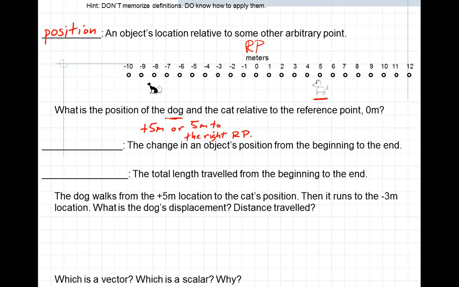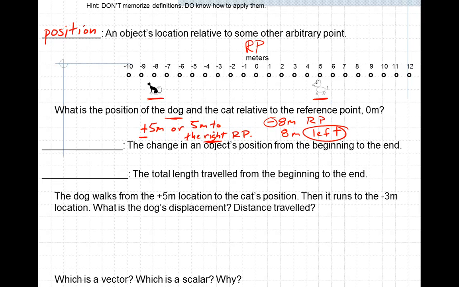Now what about the cat? We could either say that the cat is -8 meters relative to the reference point, or we could say that it is 8 meters to the left of the reference point. Okay, because we have to give the direction. So for the cat, we're saying it's to the left, and negative means it's to the left. For the dog, we're saying it's to the right, or that positive is to the right. They mean essentially the same thing to us.